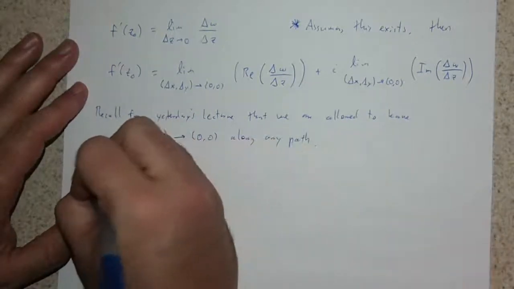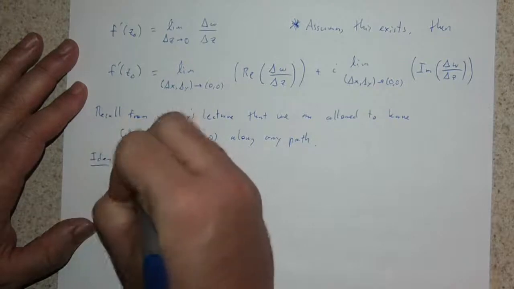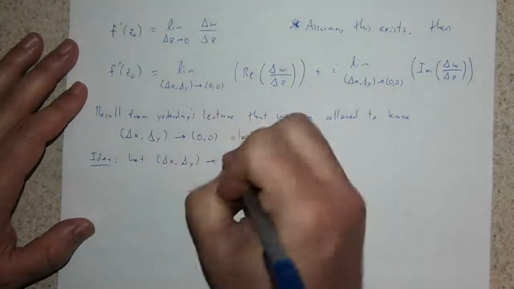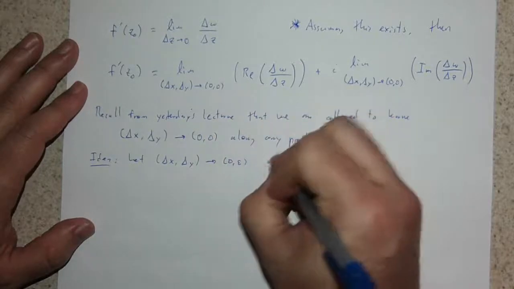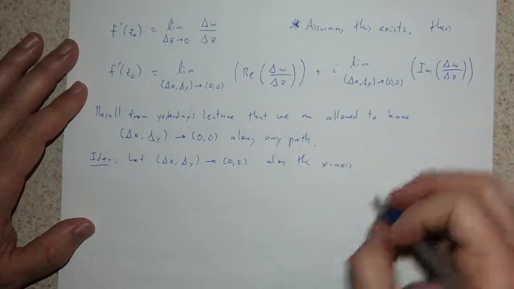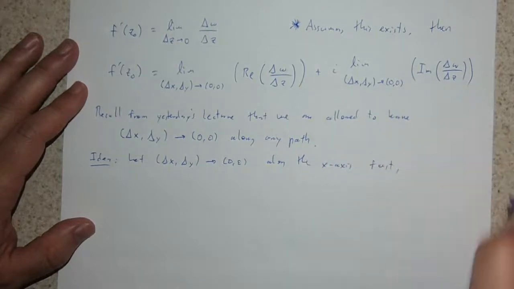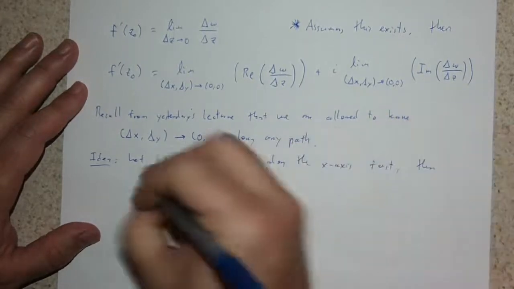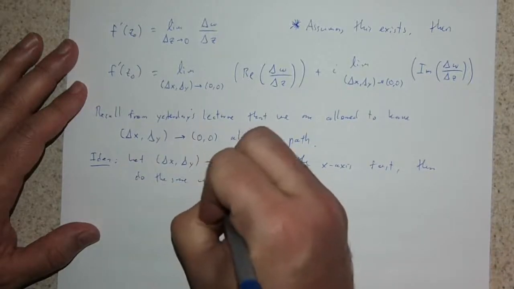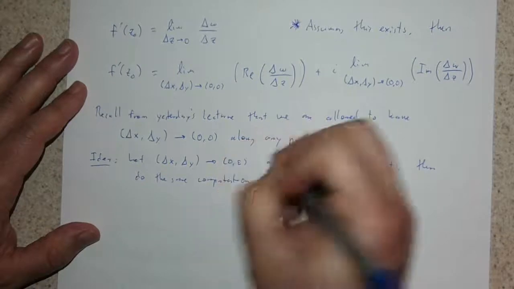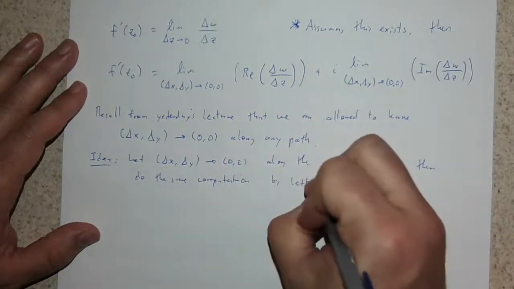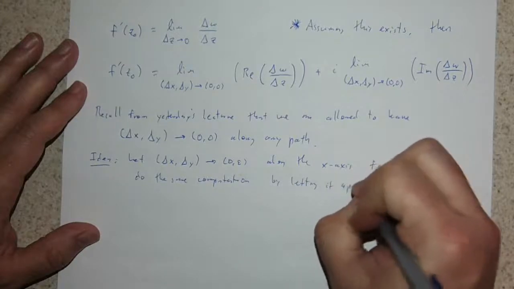So my idea is to let delta x, delta y go to 0, 0 along the x-axis first, then do the same computation by letting it approach along the y-axis.